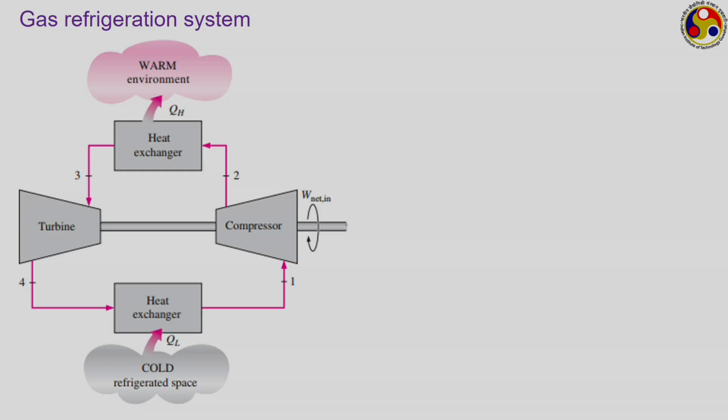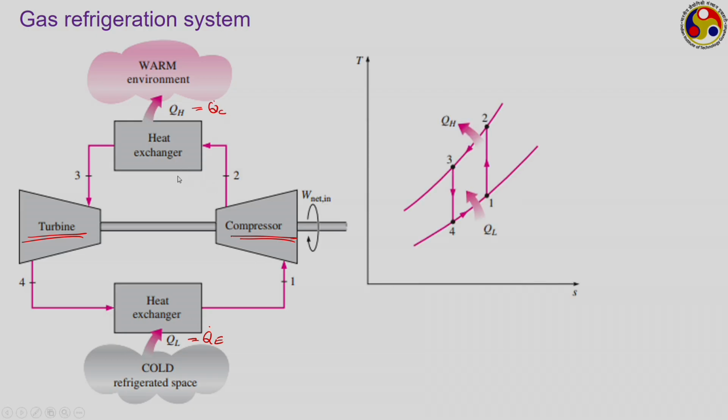So, instead of the gas turbine we have the compressor here, and where we had the compressor there we have the turbine, and we have two heat exchangers. Here QE amount of heat is being picked up from the cold refrigerated space, and QC amount of heat is being rejected to the warm surroundings. This is the corresponding TS diagram. So, there are two constant pressure processes and two isothermal processes.